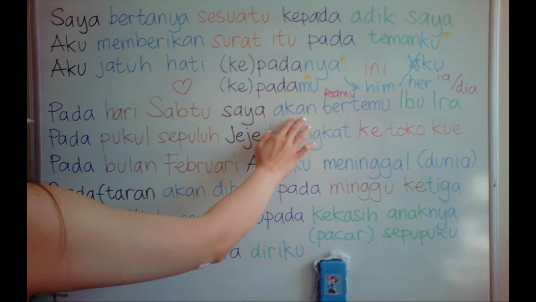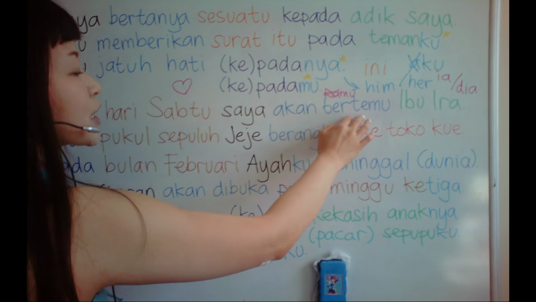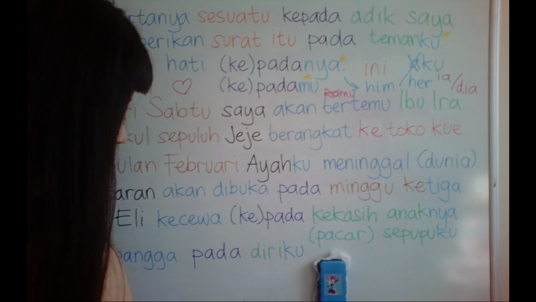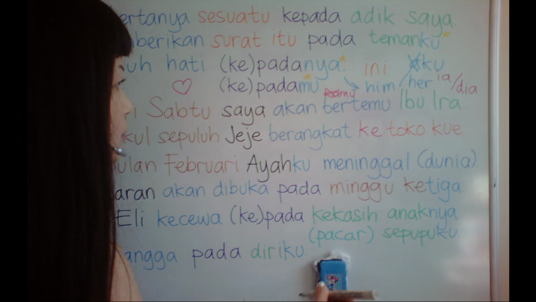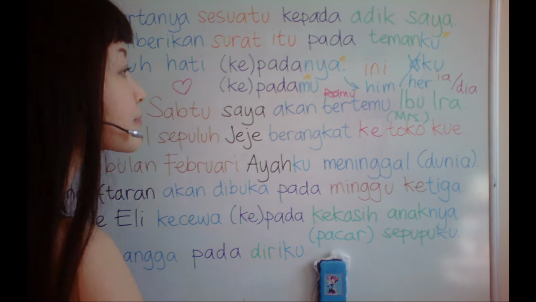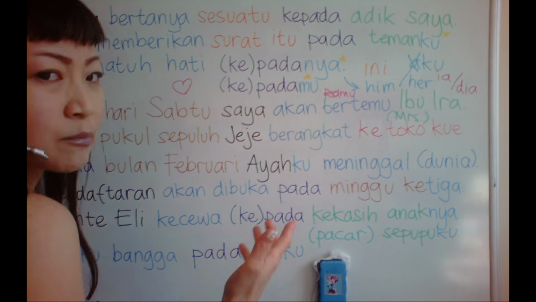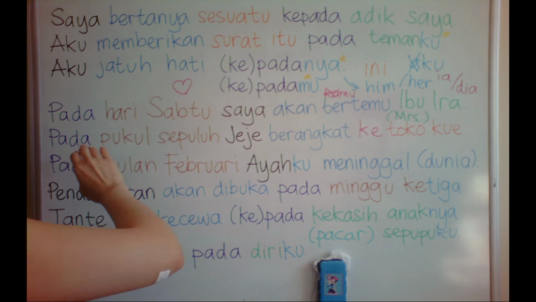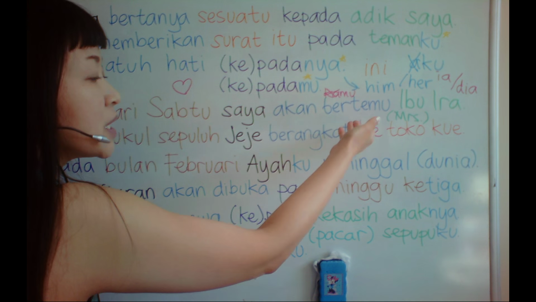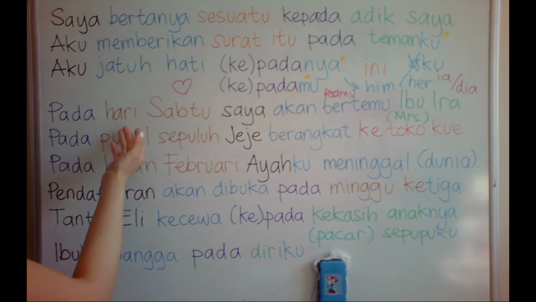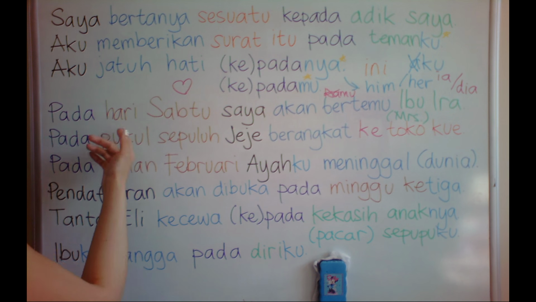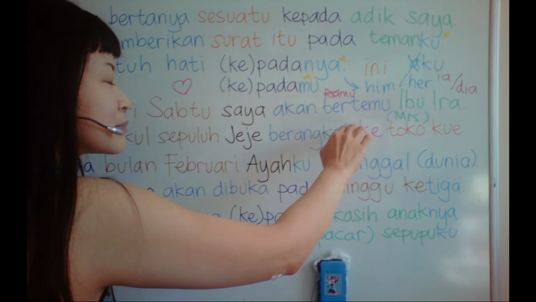I, akan, will, bertemu, meet. Ibu is Mrs. I will write it here. Mrs. or ma'am. Ira, the name. I'm too narcissist, so I just put my name. On Saturday, on the day of Saturday, I will meet Mrs. Ira. Pada hari Sabtu, saya akan bertemu Ibu Ira.